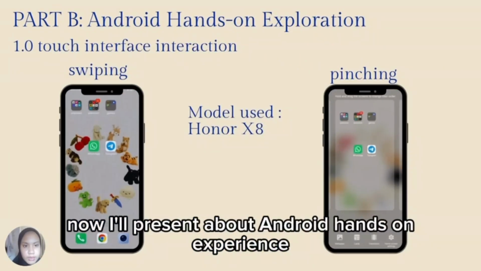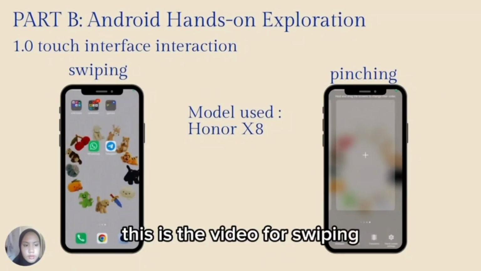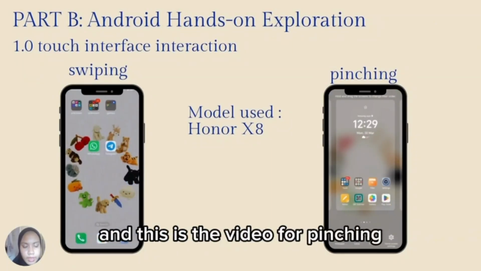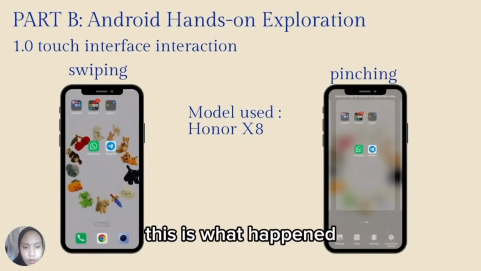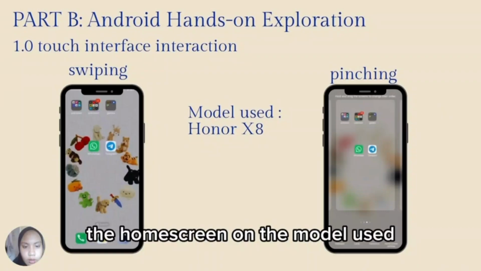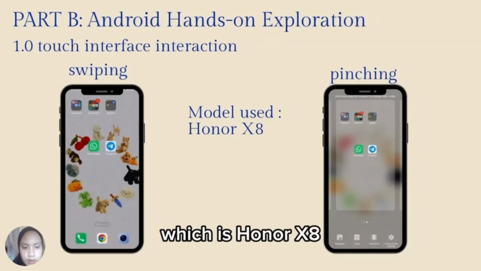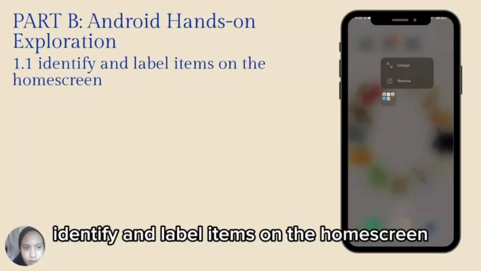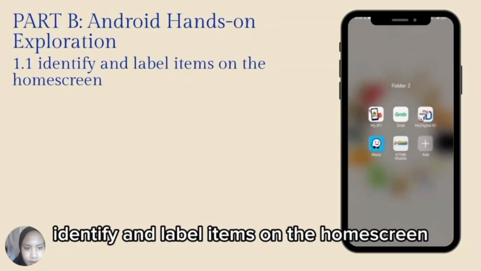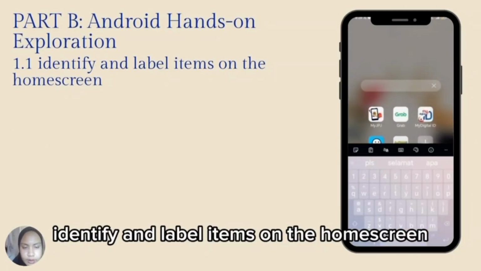Now I'll present about the Android hands-on exploration. This is the video for iPhone, and this is the video for Android. This is what happens if I change the home screen on the model list, which is the all-apps screen. Next, the video is to identify and label items on the home screen.